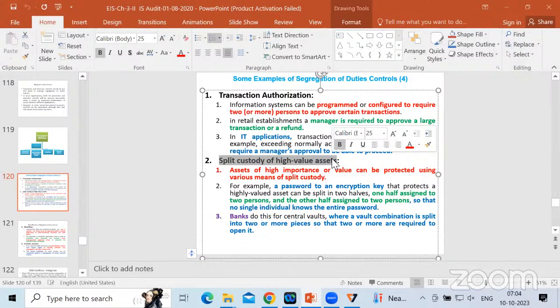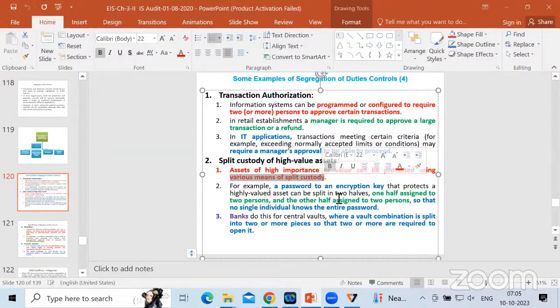You go to the bank and keep your valuables, like jewels, in the safe vault. Now you are given one key and another key is kept with the manager. Both of you should join together and open the safe vault. Otherwise, you cannot open it. That is called split custody of high value assets. So assets of high importance or value can be protected using various means of split custody.